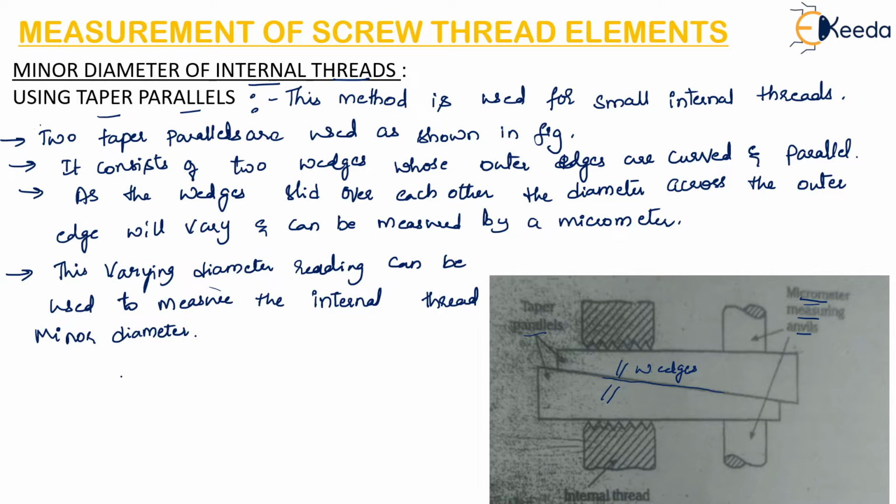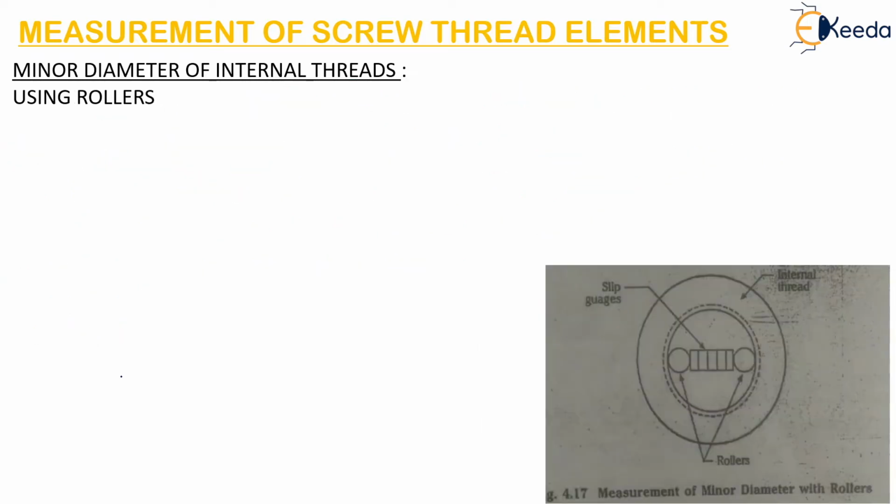For larger internal threads, we can use the next method, that is using rollers. In this method, precision rollers are inserted inside the thread along with the slip gauges. Here there are slip gauges and these are the rollers, and they are placed inside the internal threads.